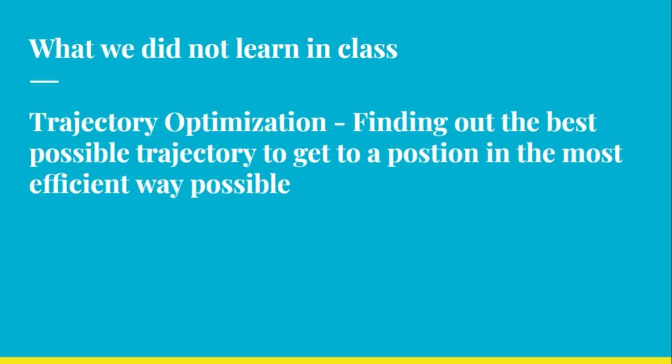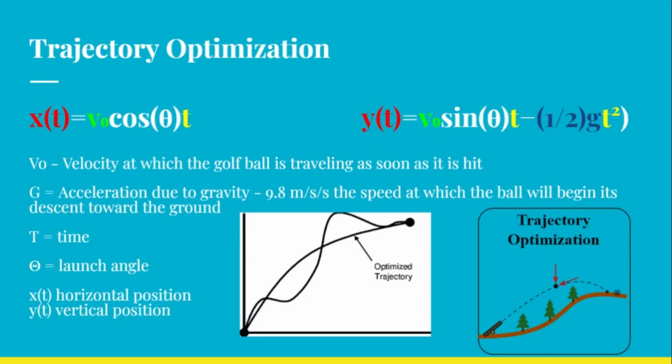What we did not learn in class is trajectory optimization, which is finding the best possible trajectory to get to a position in the most efficient way possible. There are two equations for trajectory optimization. On the left is horizontal and on the right is vertical. The only difference in these equations really is that the vertical includes gravity.